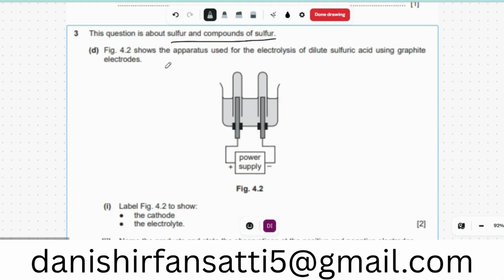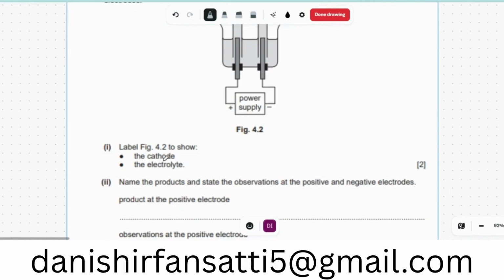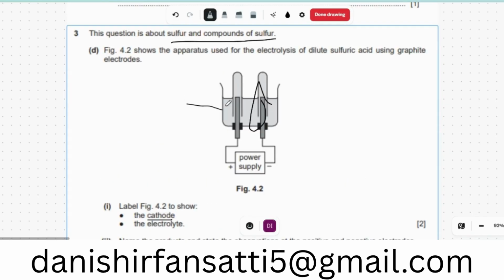The question is about sulfur and compounds of sulfur. Figure 4.2 shows the apparatus used for electrolysis of dilute sulfuric acid using graphite electrodes. That is a positive terminal, that is a negative terminal. Label the cathode. The right hand electrode is called the cathode, and the electrolytes are in the solution.